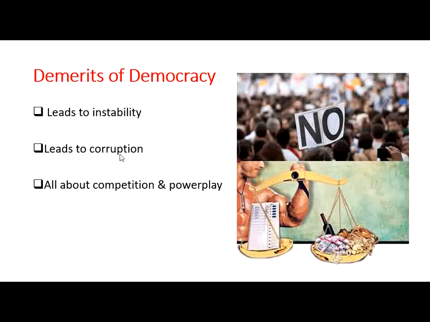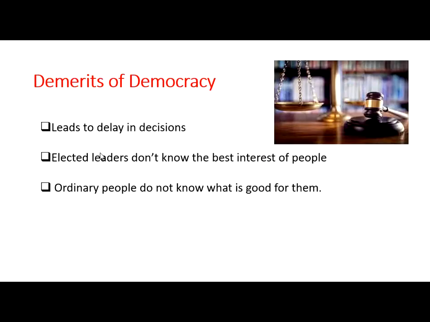Second point is it leads to corruption, competition and power play. Democracy leads to corruption as it is based on electoral competition to be won by money or muscle power. Political leaders want to win the elections at any cost, and for that they always use their money and muscle power and dirty tricks to win the elections. Next point is it leads to delay in decisions.